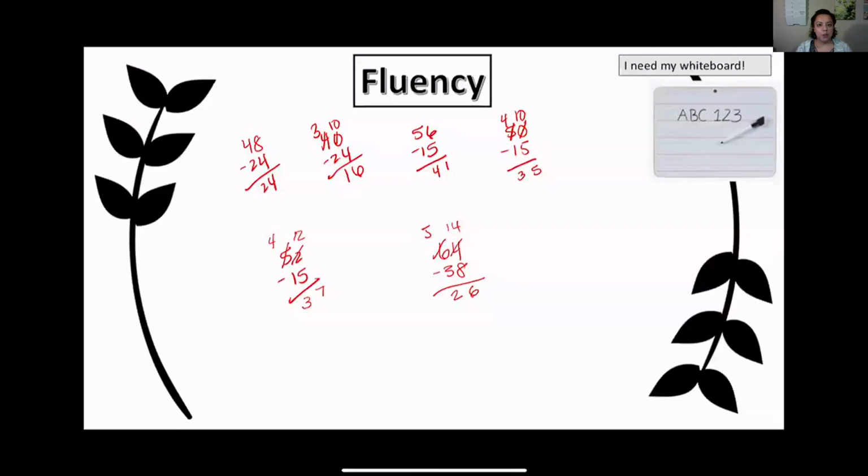Amazing job in your fluency. Give yourself a pat on the back if you got them all right. If you were pretty close, that's great. This is why we're building fluency, so you can get better and more efficient at working with numbers.